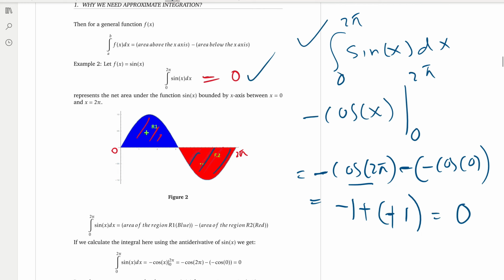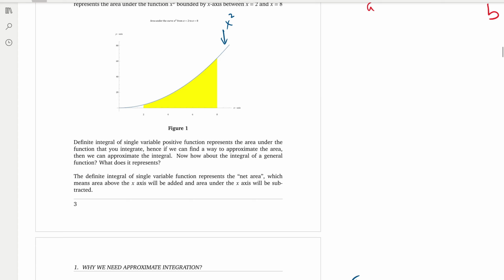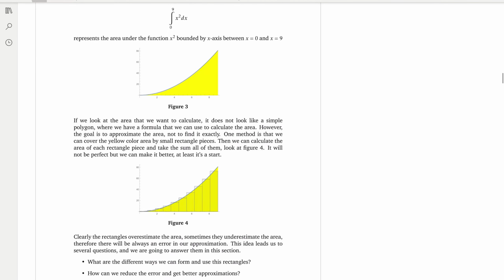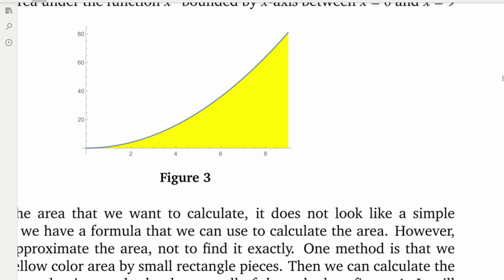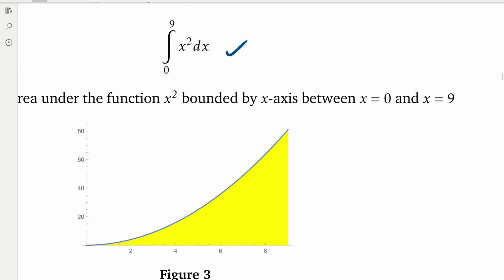Alright, fantastic. So what is approximate integration again? A geometrical method to estimate the area, because the definite integral will give you the net area. Perfect. Now how are we going to estimate it? Let me show you a picture. The idea here is to find the area of this yellow color region, for example, in this example problem.